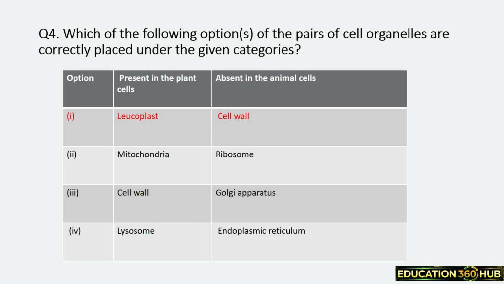Question 4. Which of the following option of the pairs of cell organelles are correctly placed under the given categories? Correct answer is first, leucoplast, cell wall.